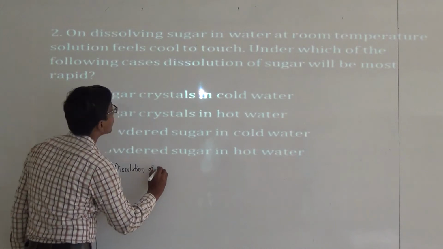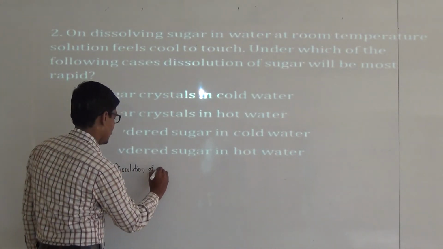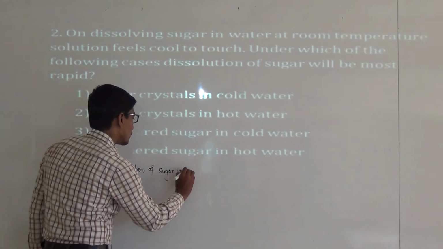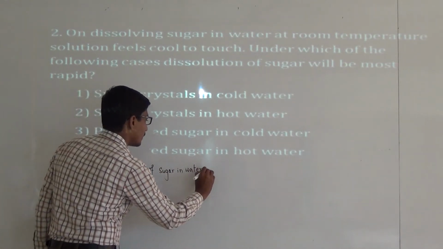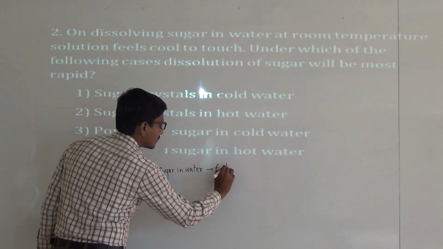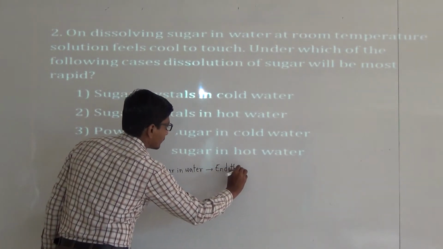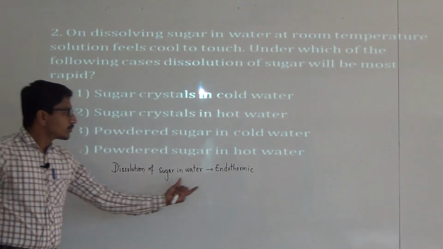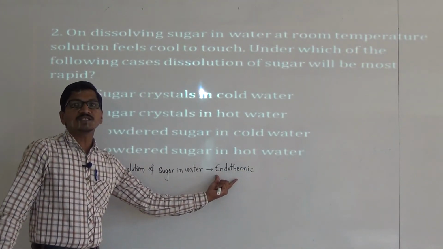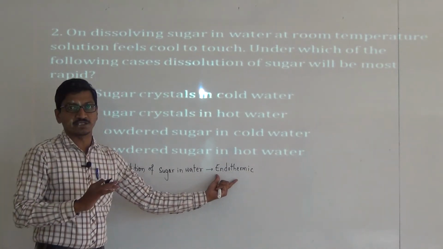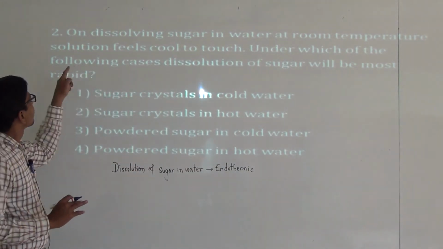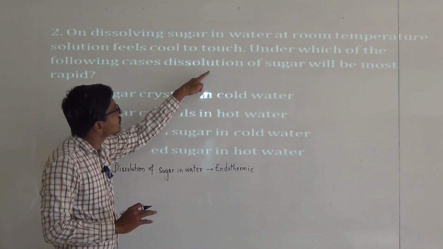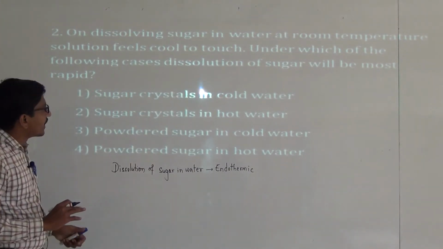The dissolution of sugar in water is endothermic. If the dissolution process is endothermic, with increase in temperature, solubility increases. In the question, in which of the following cases will dissolution of sugar be most rapid?